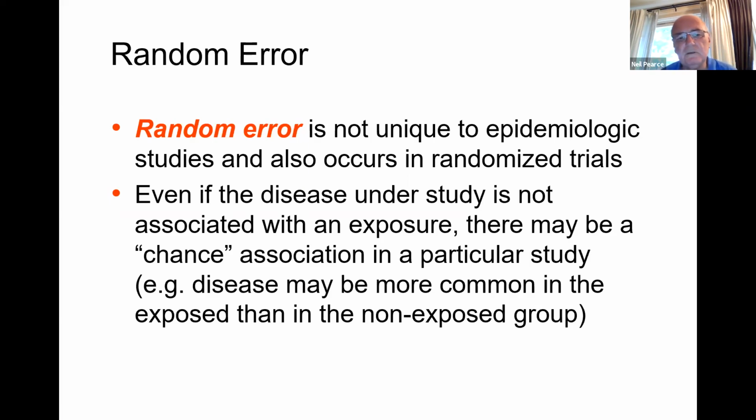Now, how do we deal with random error? Well, basically, we deal with random error by doing a larger study. So if I toss a coin 100 times, I might get 55 heads and 45 tails. That doesn't mean there's a bias or a problem with the coin. It just probably means there's a chance variation. If I toss a coin 10,000 times, I would expect to get very close to 50% heads and very close to 50% tails, because the larger numbers mean that these random variations essentially cancel out on the average.